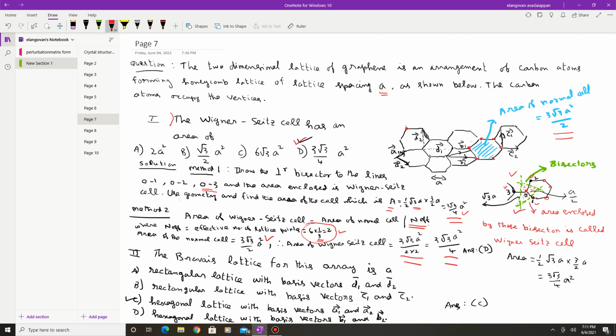Now for the same problem, the Bravais lattice for this array is: a rectangular lattice with basis vectors d1, d2, a rectangular lattice with basis vectors c1 and c2, a hexagonal lattice with basis vectors a1, a2, or a hexagonal lattice with basis vectors b1, b2. The diagram is given with all the vectors a1, a2, b1, b2 and so on. Here the basis vectors are along the sides of the hexagon. So this is your Bravais lattice. So option C is the correct one.